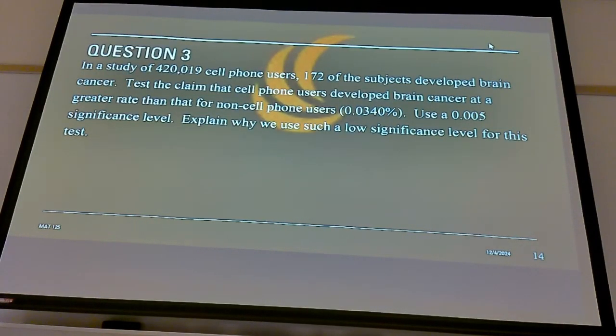Test the claim that cell phone users develop brain cancer at a greater rate than that for non-cell phone users, which was 0.0340%. Use a 0.005 significance level. Explain why we use such a low significance level for this test. So let's first explain why we're using such a low significance level.